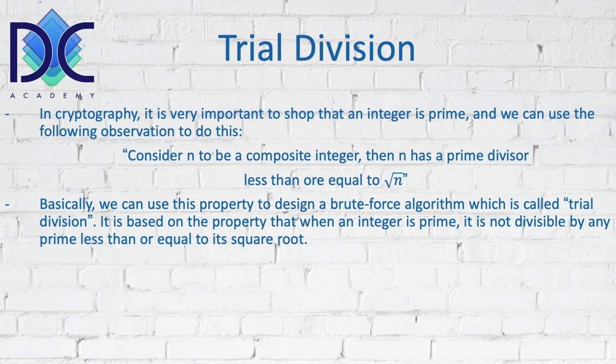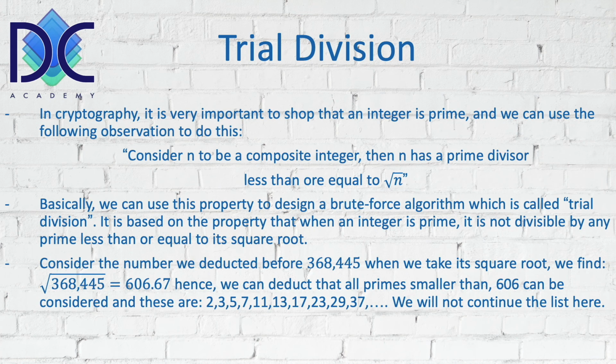Now, the way to do this calculation is what we call a brute force algorithm, and that brute force algorithm is called trial division. And it's based on the property that when an integer is prime, it is not divisible by any prime less than or equal to its square root. So we have to find that square root.